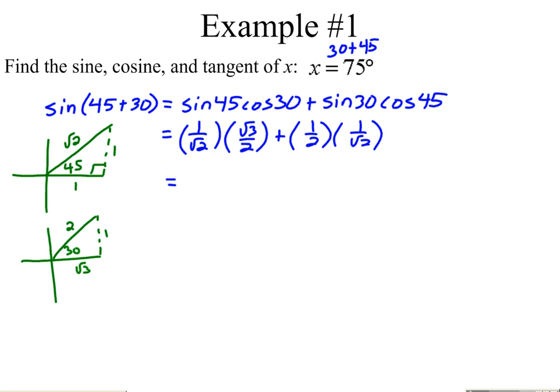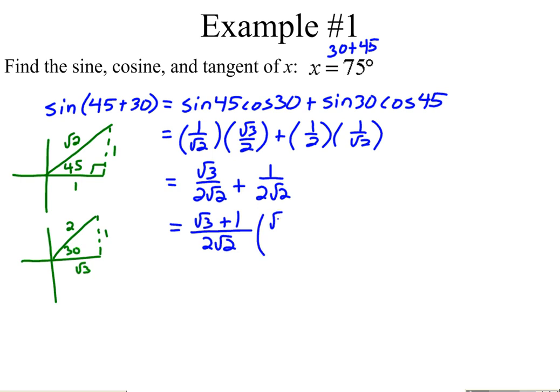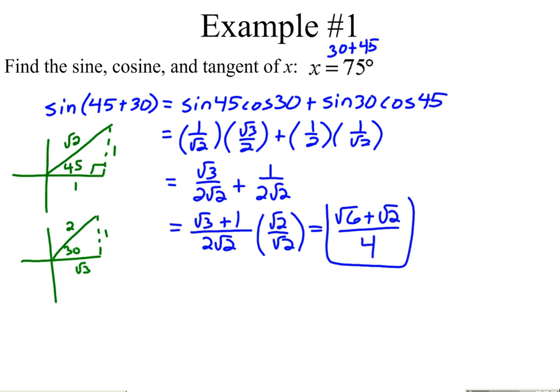Simplify. Multiply fractions, we multiply straight across. We get root 3 over 2 root 2 plus 1 over 2 root 2. I already have a common denominator, so that's the same thing as root 3 plus 1 over 2 root 2. Finally, rationalize. We rationalize by multiplying by the radical over itself. When we do that, up top, we get root 6 plus root 2 all over 4. There's the exact value of the sine of 75 degrees.